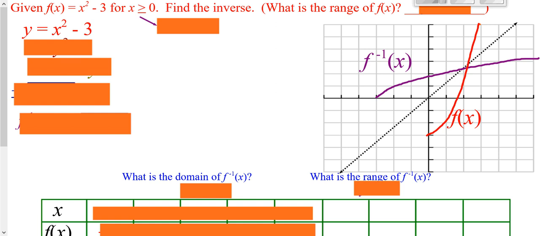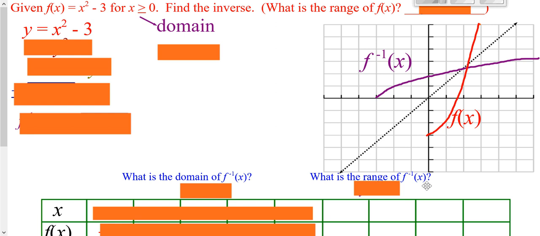Here, we are given a function. We're told that we're only dealing with x being greater than or equal to 0. So basically, we have a full parabola, but this x greater than or equal to 0 is limiting us to only half of a parabola. So if we make a t-chart and find and plot those points, we would get this red shape over here. It's just half of a parabola.